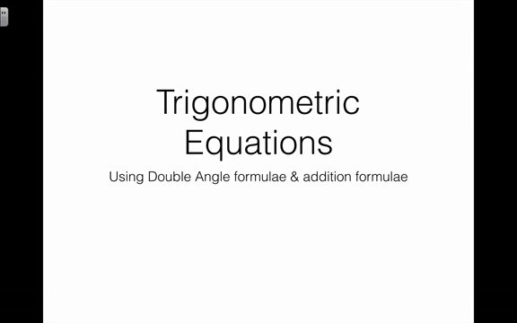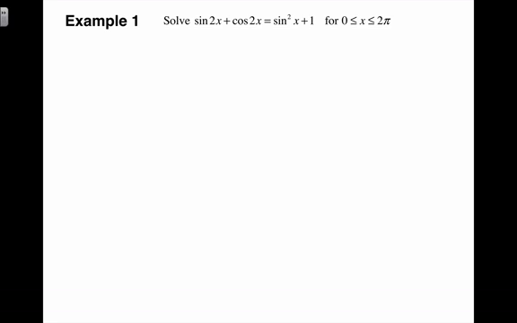Trigonometric equations, these ones will use double angle formula and addition formula to solve them. Example 1. Solve sin 2x plus cos 2x is equal to sin squared x plus 1.